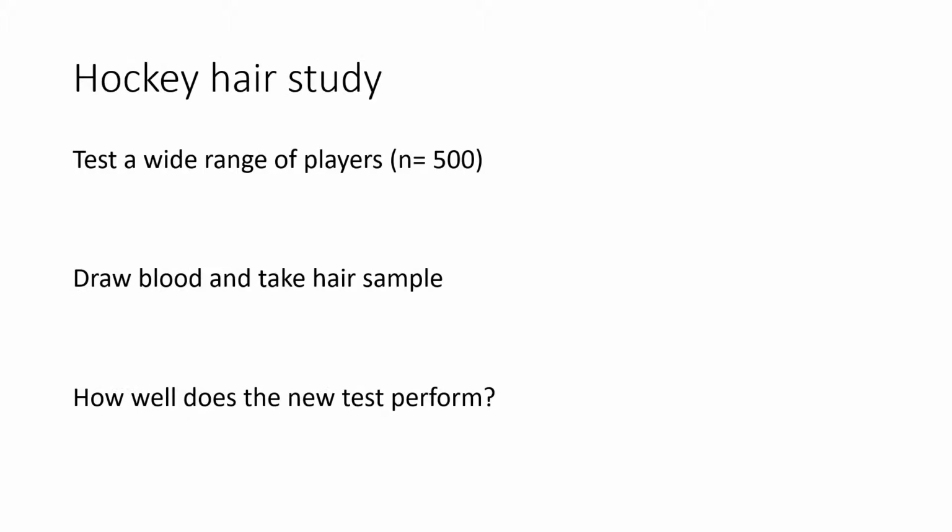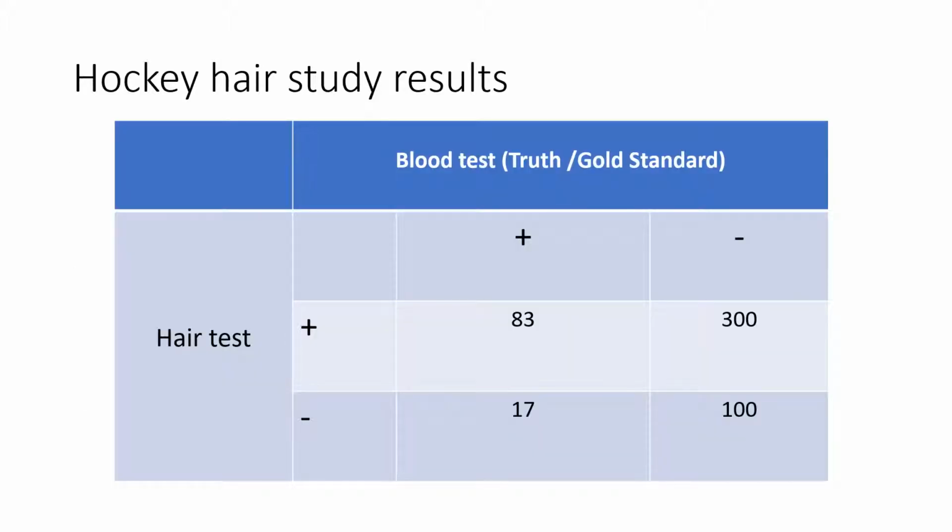So you manage to round up about 500 players from across the city. You draw their blood and take a hair sample, and you want to know how well this new test performs. So these results you get back. You have on this area here, the results of your blood test, so positive and negative, and the results of your hair test, positive or negative, and the results of the testing you've been doing. So now what? You have these numbers. What are we going to do with it?